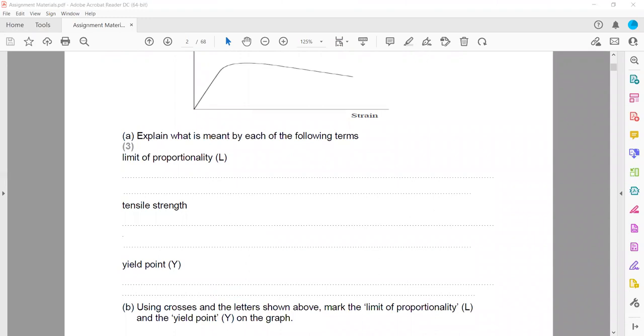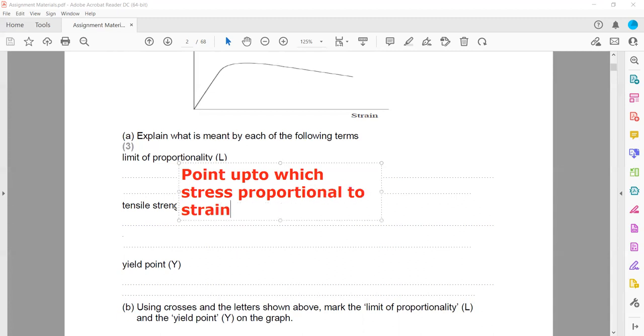What is the limit of proportionality? Basically, the limit of proportionality is the point up to which force and extension are directly proportional, or stress and strain are directly proportional, or the material or object obeys Hooke's law. So it is the point up to which the stress is proportional to strain that is referred to as the limit of proportionality.